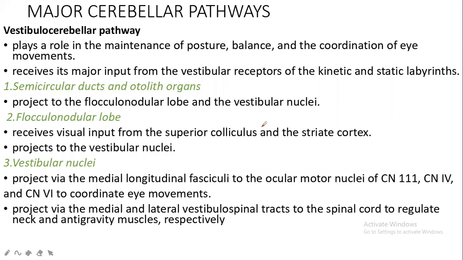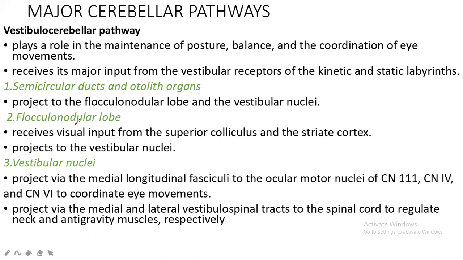Then the cerebellar pathways. Remember the vestibulocerebellar pathway, right? This is in maintenance of posture and balance, and also helps in coordination of eye movements. So we also see that we have fibers coming from the semicircular ducts and the otolith organs, and then they project to the oldest portion of the lobes, which is the flocculonodular lobe.